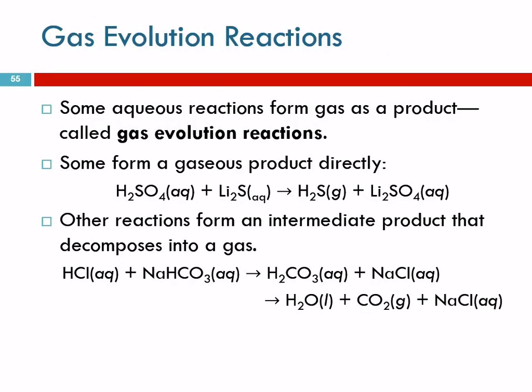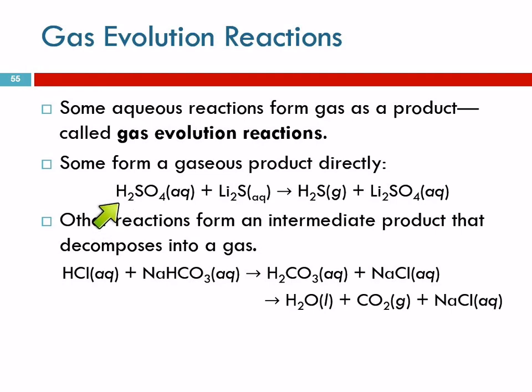Gas evolution reactions. So some aqueous reactions form gas as one of the products. When we talked about grade school volcanoes, we talked about the reaction between acetic acid and sodium hydrogen carbonate, vinegar and baking soda, and how it generates carbon dioxide, and that causes it to foam up and erupt out of the papier-mâché volcano. That's a gas evolution reaction. Some of these form the gas product directly.